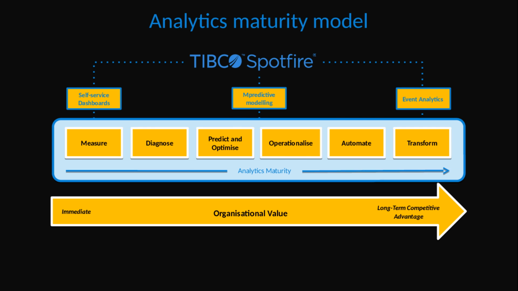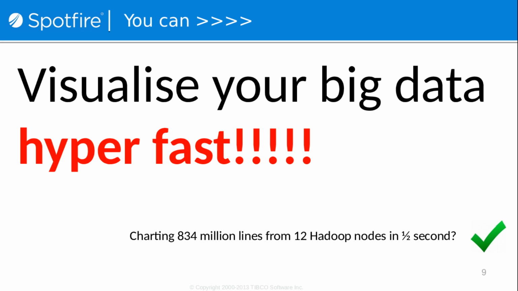So how does that work on Hadoop? Outside, I can show you the demos. Here, I'm just going to talk about them. But from Spotfire, because the data can stay in the database, we can interpolate the database to find out and visualize large numbers of rows in a very fast way. So, for example, we have an experiment with 12 Hadoop nodes where we're interacting with 834 million lines, and we get half-second performances in terms of how fast those visualizations can update. So, yes, we can visualize big data.